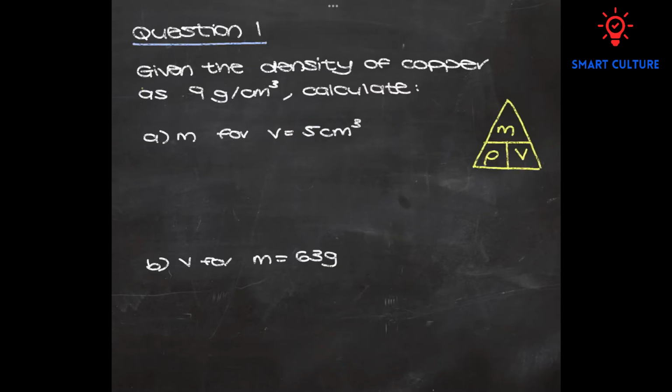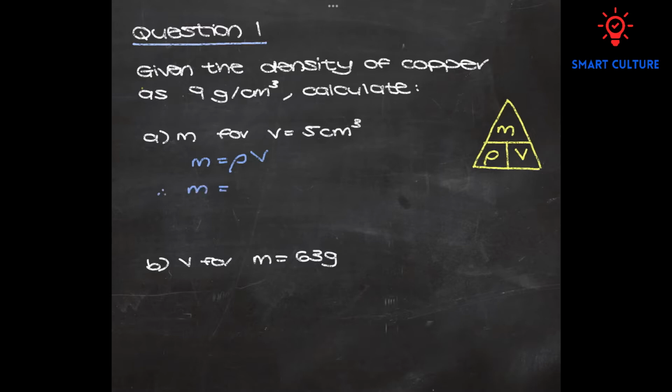For question 1, we have been given the density of copper as 9 grams per centimeter cubed. Calculate, for A, the mass for a volume of 5 centimeters cubed. If we look at the triangle, we can see mass on top is equal to density times volume at the bottom. So mass is equal to density times volume. Make sure that every time you do a question, you first write down the equation and then sub in your values, just so you and the marker know what you're doing.